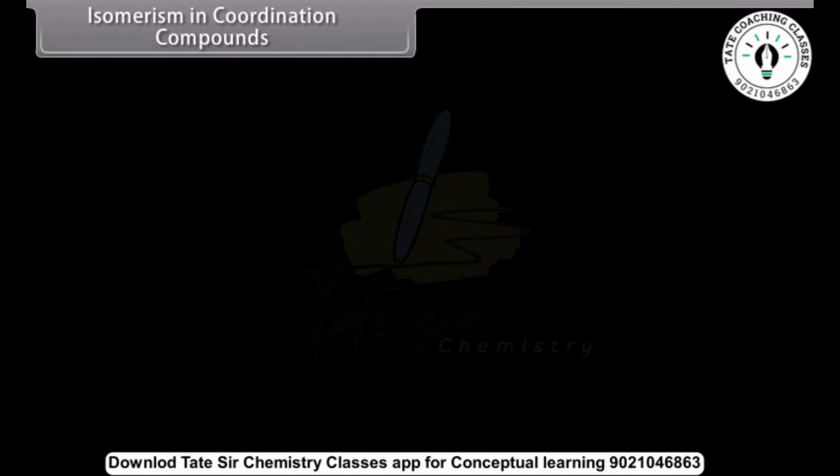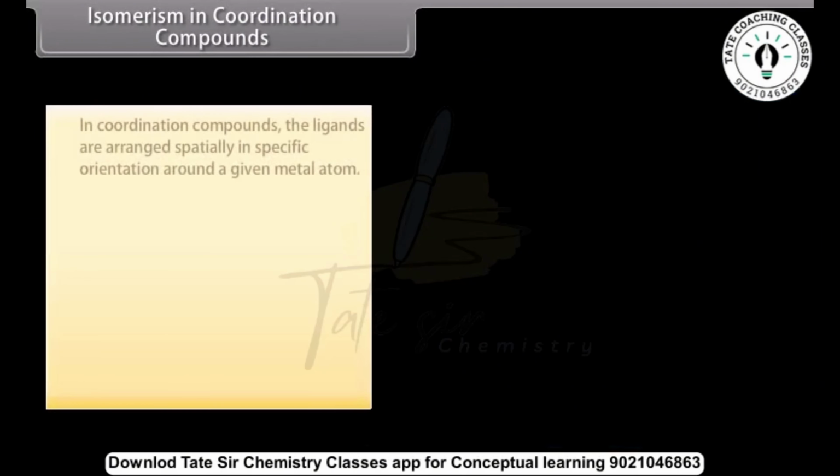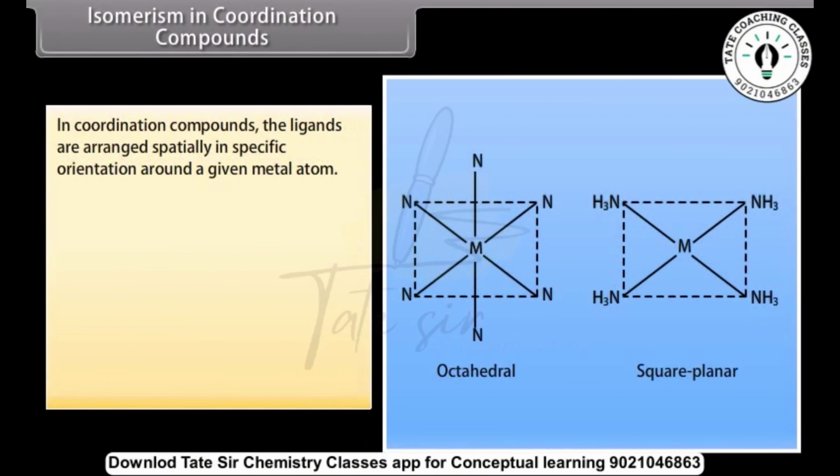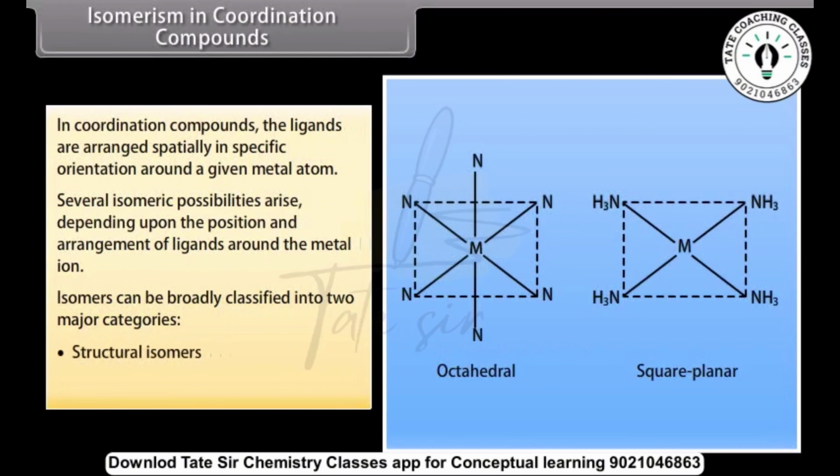Isomerism in coordination compounds. The two or more chemical compounds with identical chemical formula but different structures are called isomers, and the phenomenon is known as isomerism. In coordination compounds, the ligands are arranged spatially in specific orientation around a given metal atom. Several isomeric possibilities arise depending upon the position and arrangement of ligands around the metal ion. Isomers can be broadly classified into two major categories: structural isomers and stereoisomers.